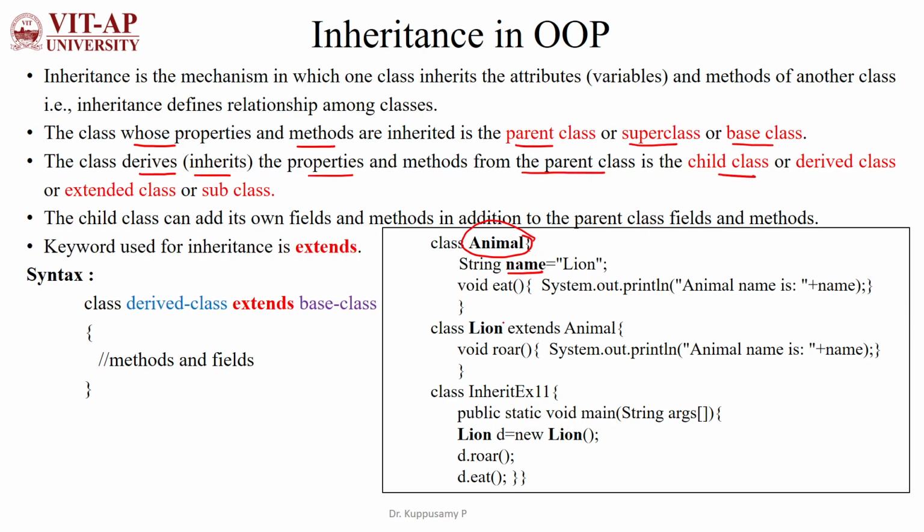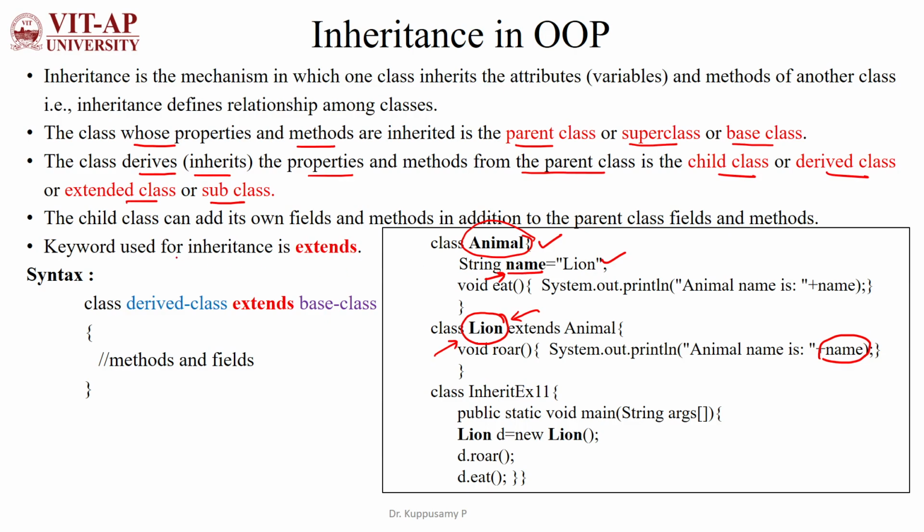That means here lion is the class which is deriving, I mean inheriting, the variable name of the animal class. So this class is a child of the class animal. This is called the child class, or derived class, or extended class, or another term is subclass. So there are different terminologies in object oriented programming. You see here we are using the same variable name which is defined in the animal class.